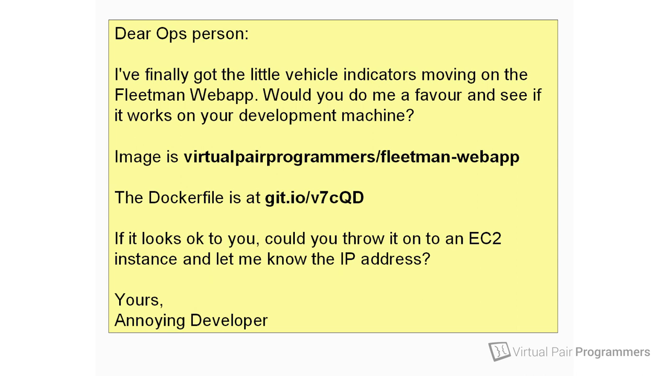And the email says that this developer has finally got something working on a web app that they're developing. If you've been on the previous Virtual Pair Programmers course for deploying microservices, then you'll be familiar with this web app. Actually, we developed this originally on the Spring Boot course. It's a fleet manager that tracks vehicles. Now, apparently, the developer has now got the vehicles animated and they can now move on the web page, and they want us to test their changes.